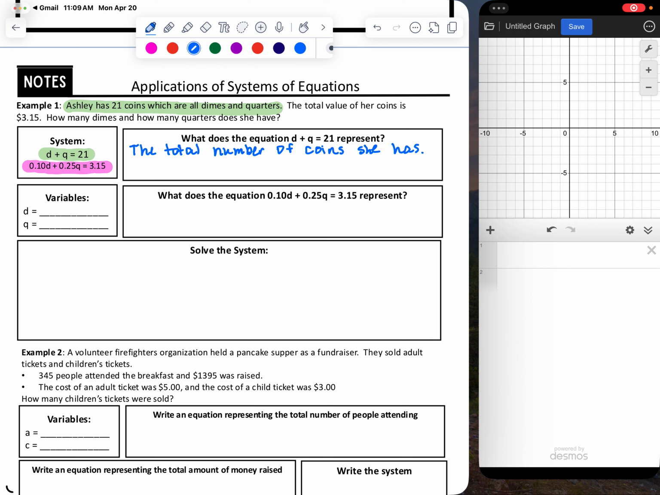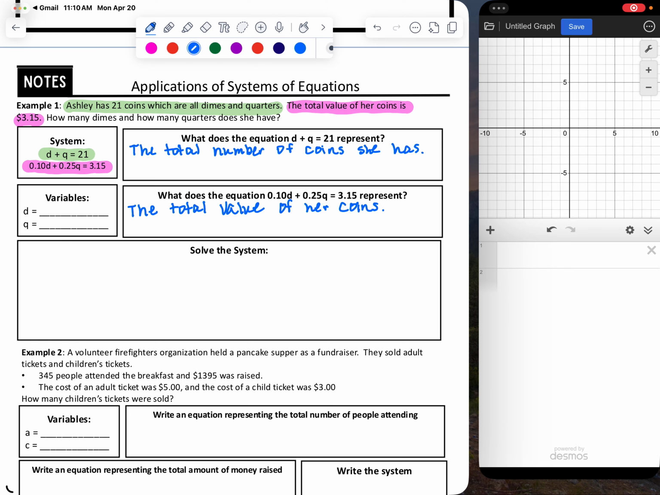Okay. Our second question says, what does the 0.10D plus the 0.25Q equals 3.15 represent? Well, to find that out, you're going to go back to the second sentence where it says the total value of her coins is $3.15. So this equation represents not the total number of coins, but the total value of her coins.